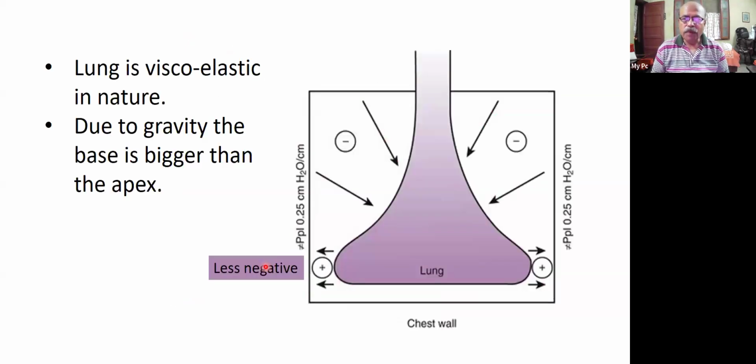And why does this happen? Because the lung is viscoelastic in nature, and so it acts like a viscoelastic bag. So the base sags down due to the effect of gravity. It has a bigger base than the apex. But what is happening to the pleural pressure? The pleural pressure is much more negative in the apical portions than the basal portion, which is less negative.